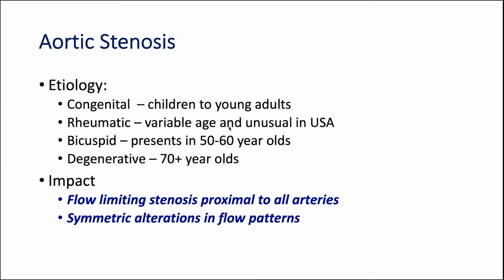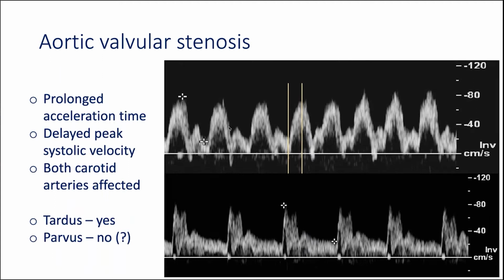The impact is a flow-limiting stenosis proximal to all the arteries in the body, producing symmetric alterations in flow patterns. So I have two illustrations here. The upper panel shows a patient with significant aortic valvular stenosis. The lower panel is a normal individual. And these are both taken from the right common carotid artery.